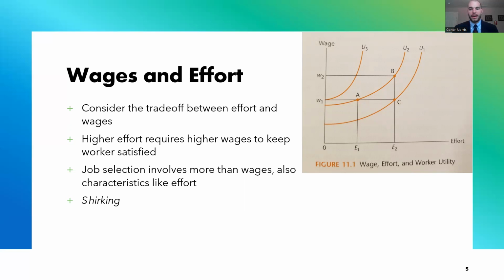So employees are incentivized to shirk, or to try to shirk on the job, to put in less effort than is necessary, to try to move themselves from point C back to point A. And workers will do this when effort isn't easily observable. If you can't tell just how much effort the worker is putting in, then it's easier for them to shirk and to get away with it.